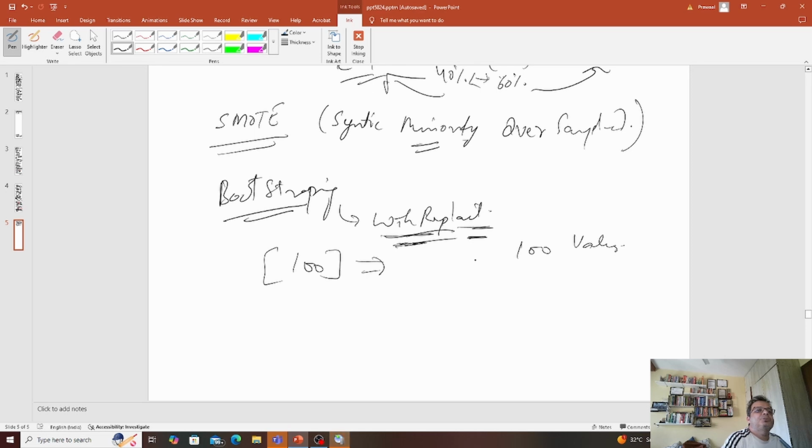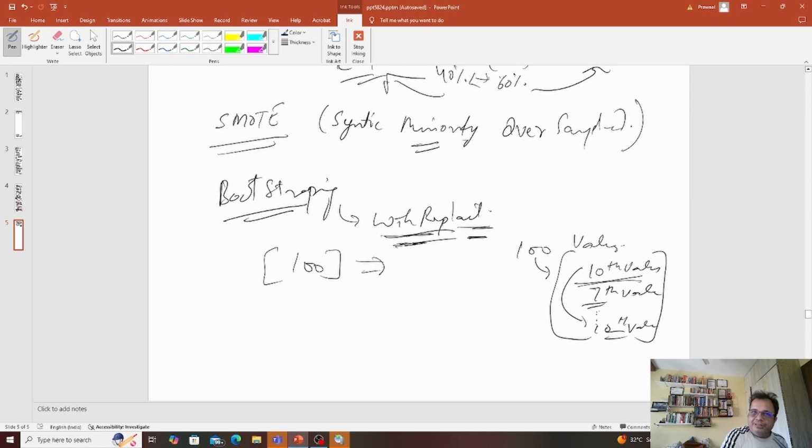Let's suppose you picked up the 10th value. You add this back into the superset. Then you pick up another value, you pick up the 7th value. You put it back. Of course, there is a possibility that you may end up picking the 10th value again. But then you can do this random sampling with replacement many number of times.